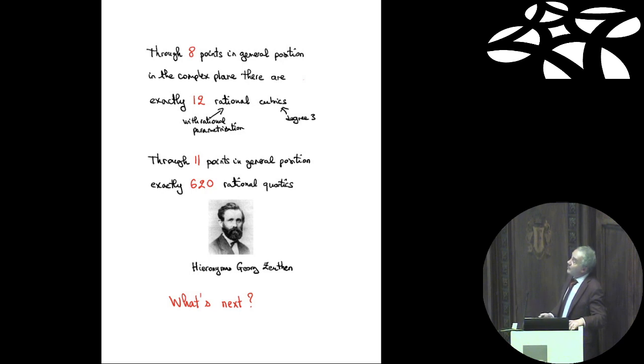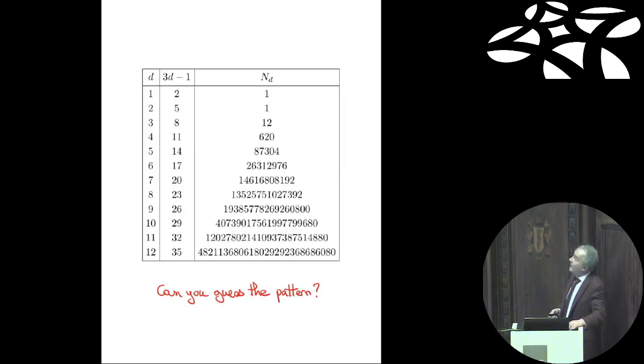You take 11 points in general position, and you have exactly, okay, 620 rational quartics. This is due, if I'm not wrong, to Zeuthen at the end of the 19th century. And okay, so that's nice, but it looks like some kind of anecdote, maybe a zoology of mathematics. We all like this kind of mathematics, and for fun it's nice, but okay, there are more numbers.